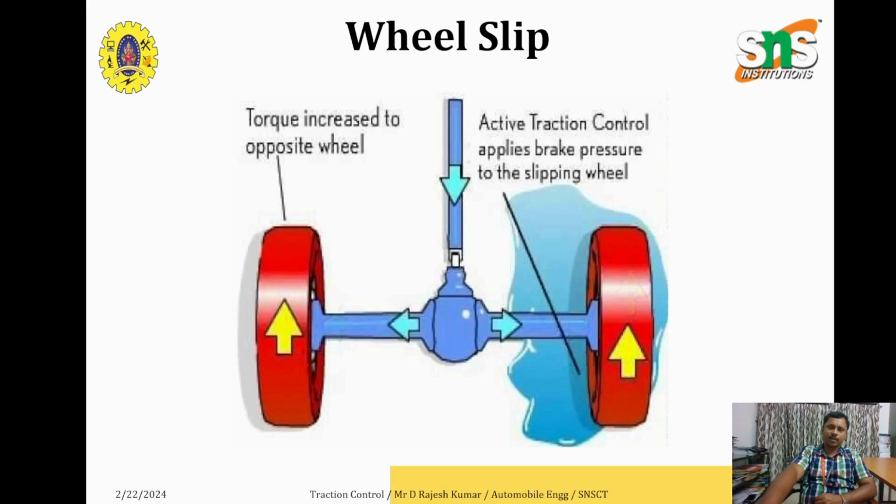So this is a wheel slip. You can see here in the diagram, one side has a good surface at the bottom, whereas the right-hand side wheel is on a slippery, rainy, or water-covered surface. So what happens is there will be a wheel slip. In this case, the differential unit supplies less power to the slipping wheel and more power to the wheel which has good grip or traction.